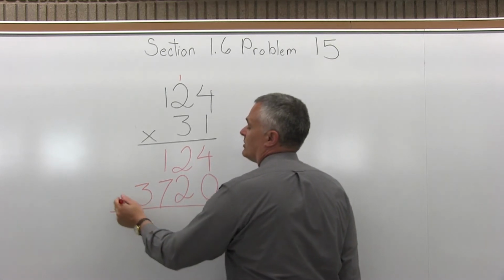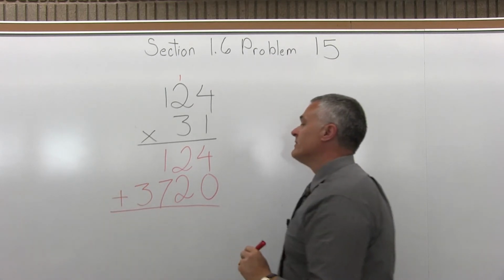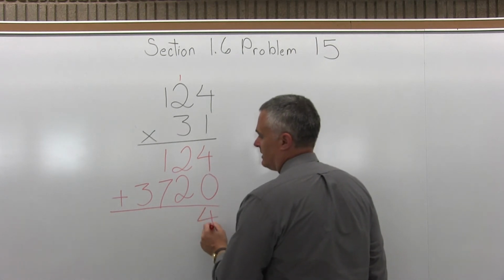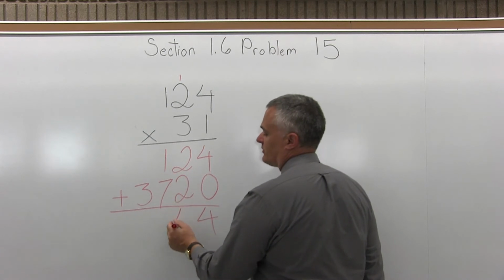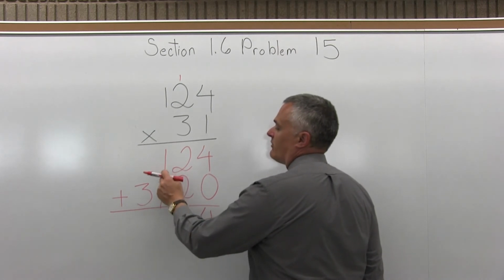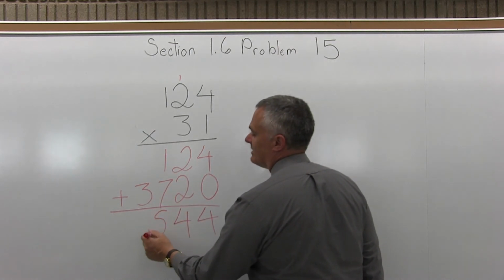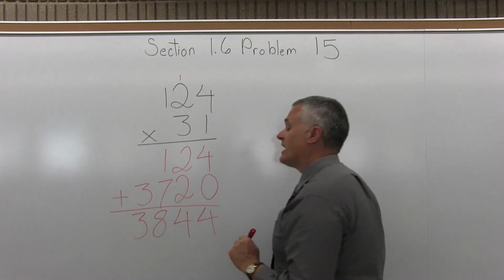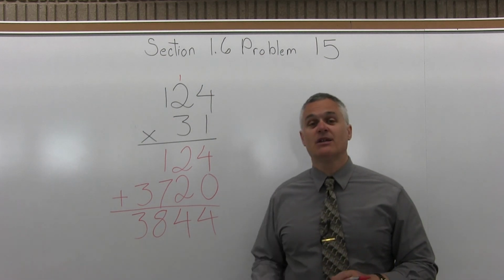Now I can add the 2 rows of numbers that I've multiplied, and I will add 4 plus 0 is 4. The next column, 2 plus 2, which is 4 again. The next column to the left, 1 plus 7 is 8. And then finally, nothing plus 3 is just 3. So the final answer would be 3,844.